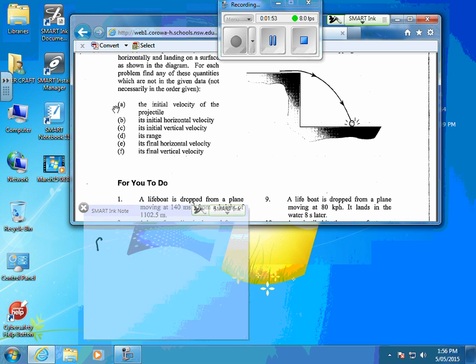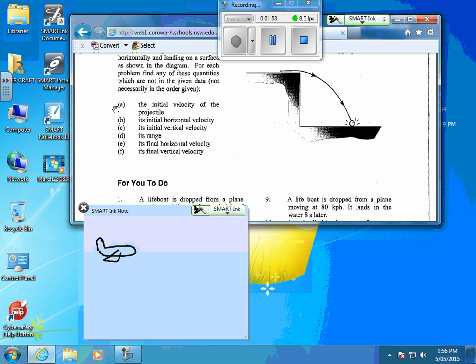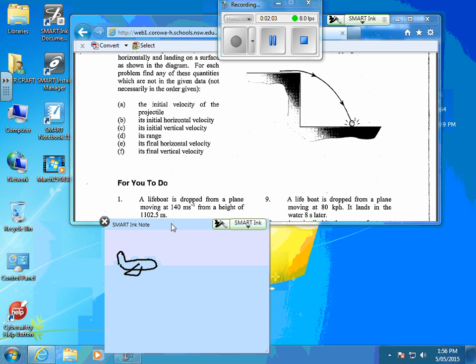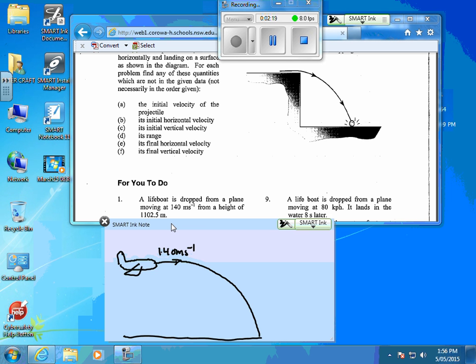So you've got a plane, just like that. It's travelling at a certain speed, which is 140 metres per second that way. And what will happen is this lifeboat will go in a curve down there of some sort till it hits the ocean beneath. And that initial drop is from a height of 1102.5 metres. That's the path the lifeboat will travel down.